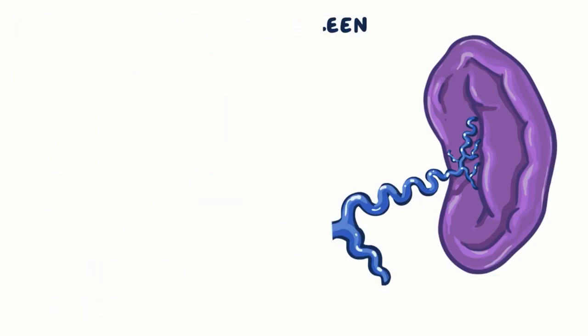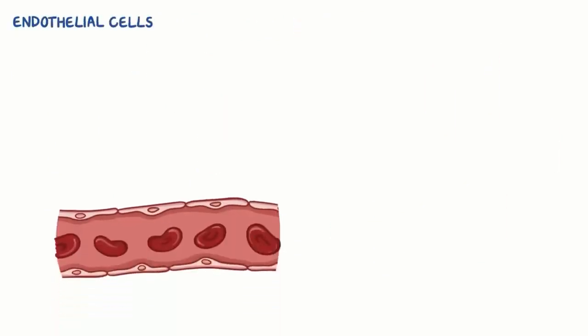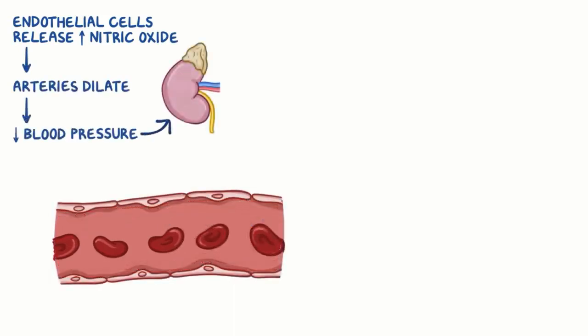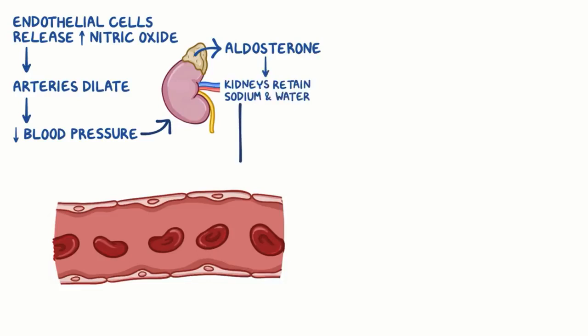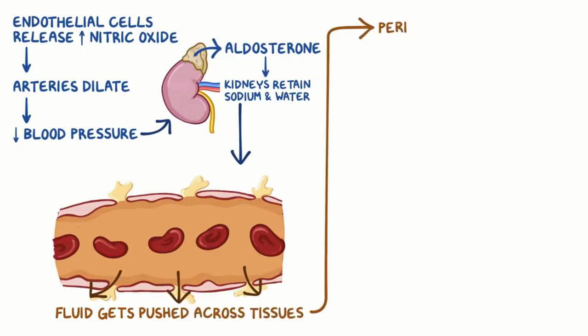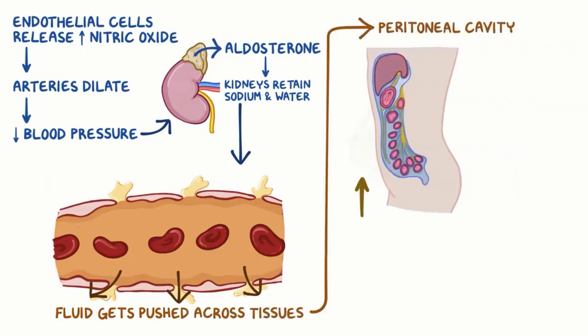Another consequence of portal hypertension is that the endothelial cells lining the blood vessels release more nitric oxide. The reason behind this is unclear, but nitric oxide makes peripheral arteries dilate, so blood pressure drops. This stimulates the release of aldosterone, which tries to bring blood pressure back up by telling the kidneys to retain more sodium and water. In time, plasma volume expands so much that fluid in blood vessels is more likely to get pushed into tissues and across tissues into large open spaces like the peritoneal cavity. The accumulation of fluid in the peritoneal cavity is called ascites.